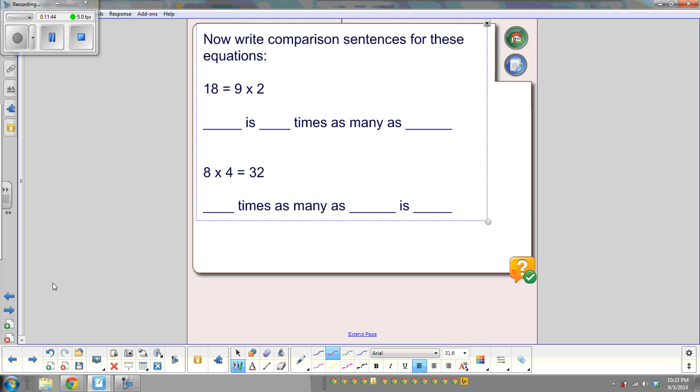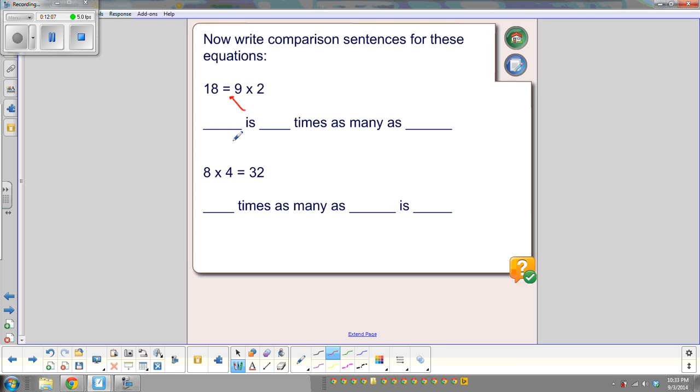All right, now they want us to write a comparison sentence for these equations. Remember, comparison sentences use words such as times, as many as, and is. So I have 18 equals 9 times 2. Here I have my is, and remember my is always around the equal sign. It is the equal sign. So this is the same as this.